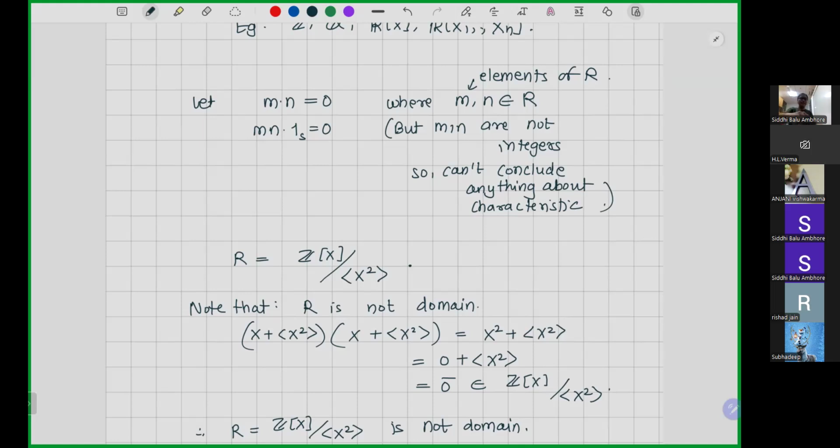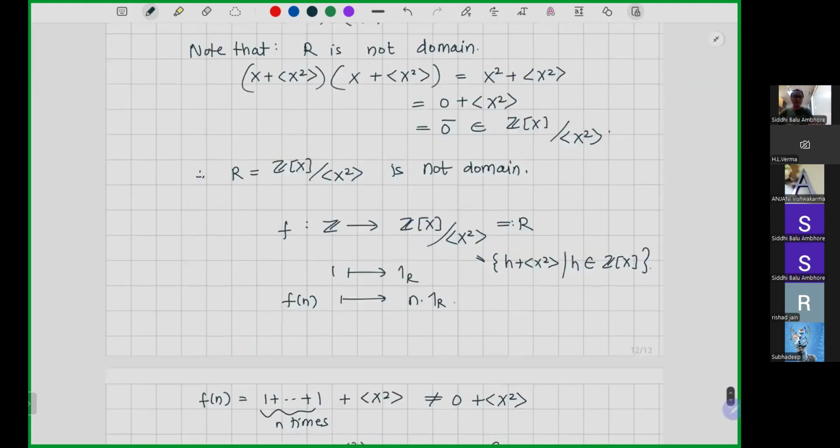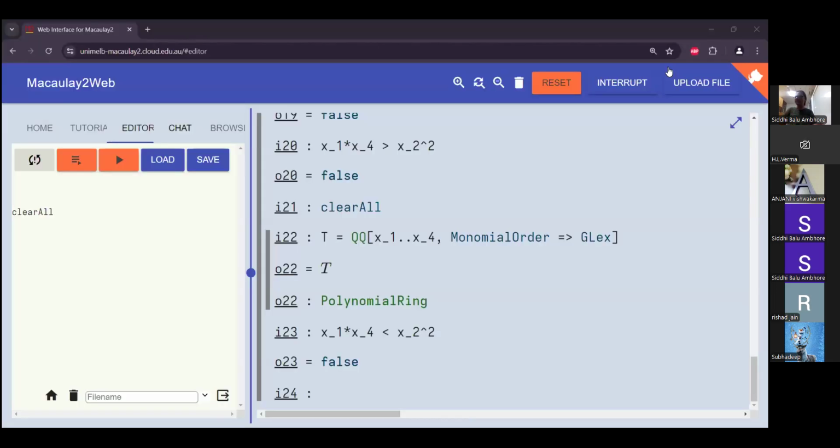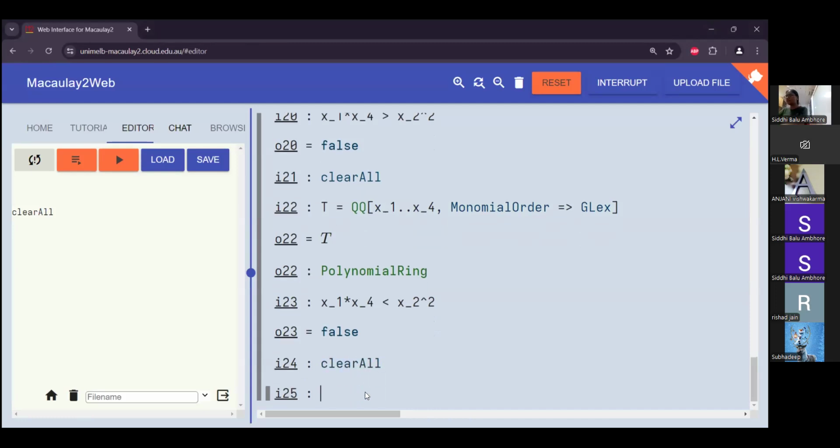Okay, so let me just again quickly show you how the characteristic of this ring is 0 in Macaulay 2. Let me just share the screen. And once more, I will be defining the quotient ring. So those who couldn't understand how the quotient ring was defined or were getting an error, I am showing once again how it is defined. So let me clear everything again. But you all can see the screen, right? And what I'm typing here. And now I am defining this ring again.